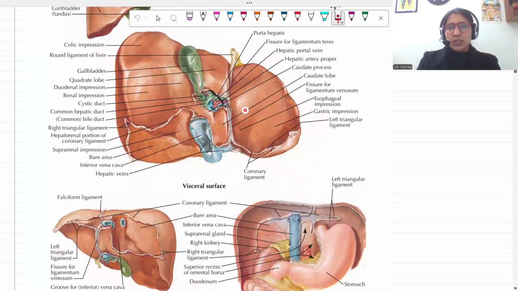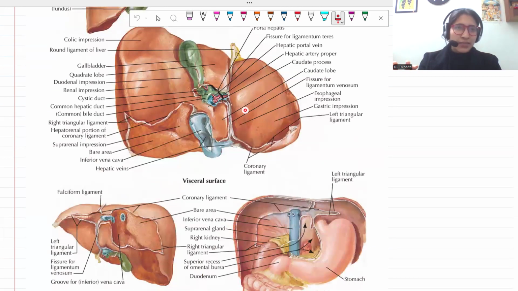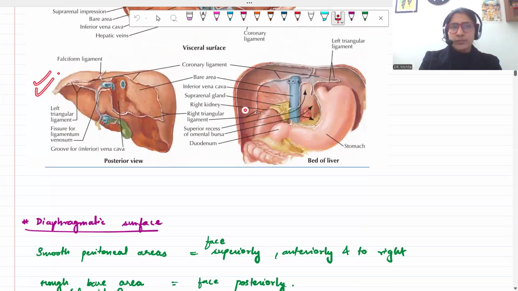So this is the posterior view of liver, but ये थोड़ा सा उल्टा है, इसलिए I will prefer to show you this one. At least ये understandable है. This is the right side, this is the left side. Fine. So the main things I want you to see are, here is the groove for inferior vena cava. Here will be the inferior vena cava. This is the groove for gallbladder.